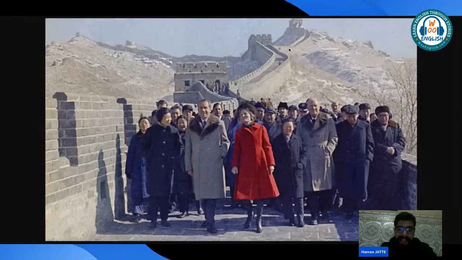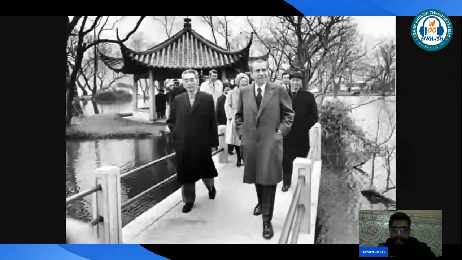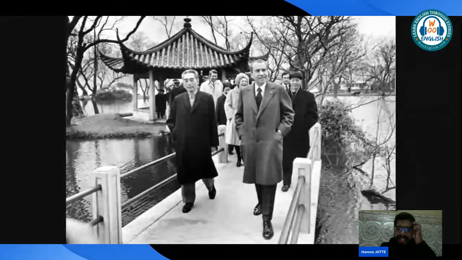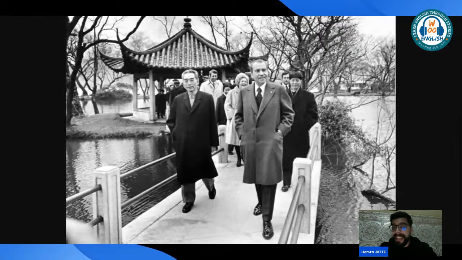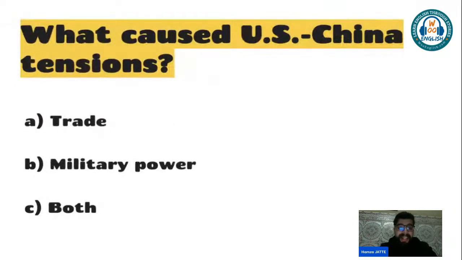So you can see this is the Wall of China, and this is President Nixon. And here is another picture of the same guy, President Nixon, in some old buildings in China. So this is very interesting, to be honest. But again, after this, I think things went down again. And what caused US-China tensions? Trade, meaning commerce and business, military power, or both?